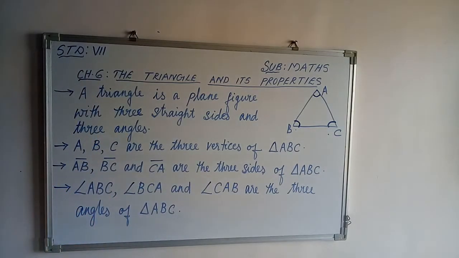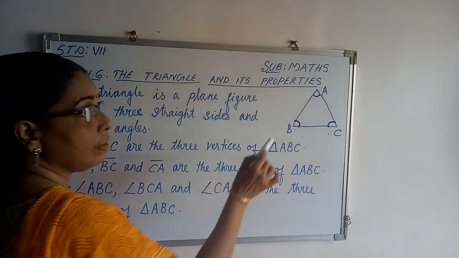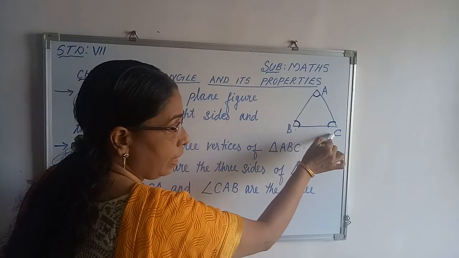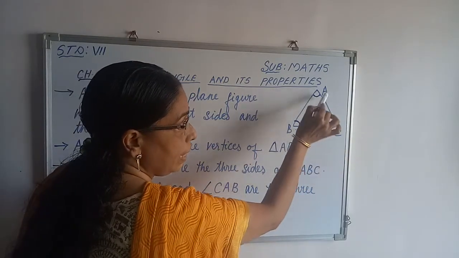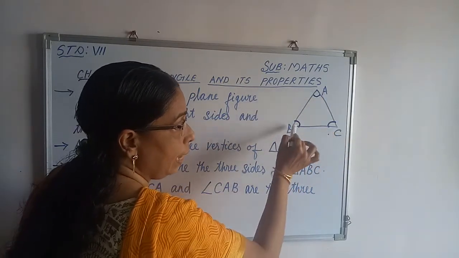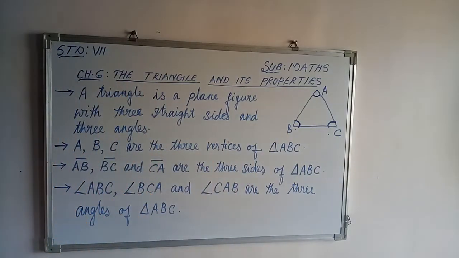And it has 3 angles. Which are the 3 angles? Angle ABC, angle BCA and angle CAB. These are the 3 angles of the given triangle ABC.